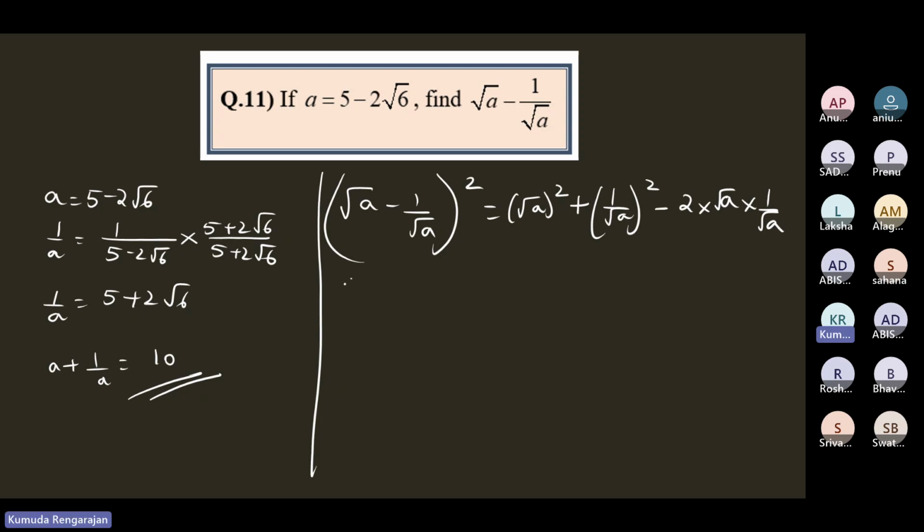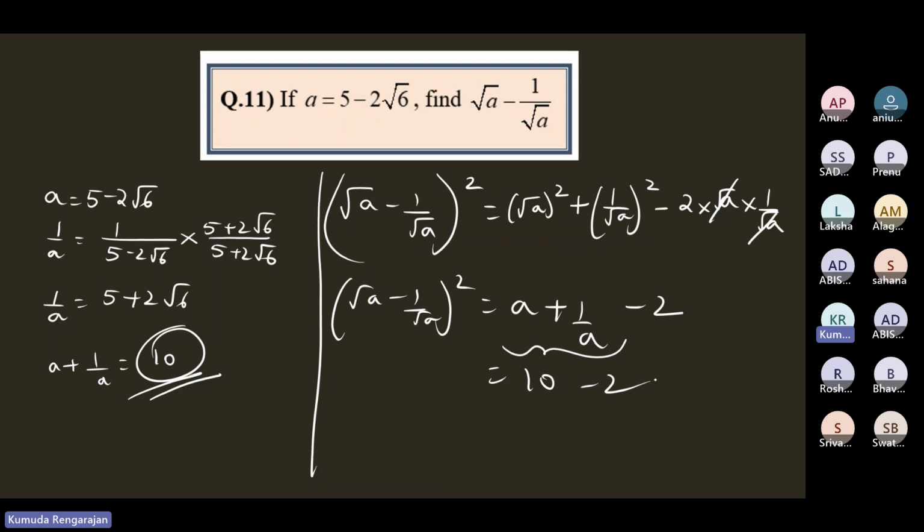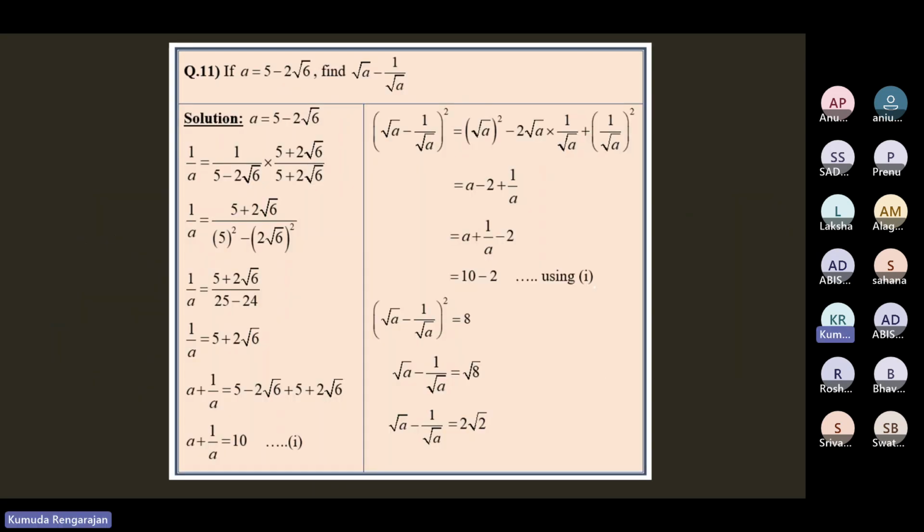So root A minus 1 by root A, the whole square is equal to root A the whole square, A, plus this one is 1 by A. And here root A cancels, so minus 2. So that is 10. A plus 1 by A is 10. This one we already found, it's 10. So 10 minus 2, which is 8. So root A minus 1 by root A, the whole square is 8. So root A minus 1 by root A will be equal to the square root of 8, which is 2 root 2.